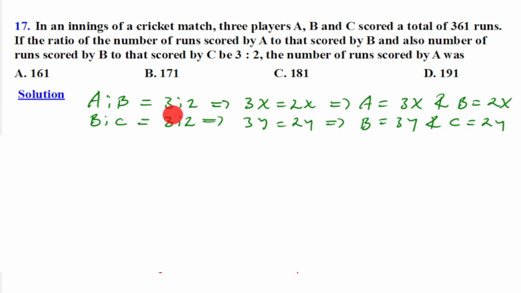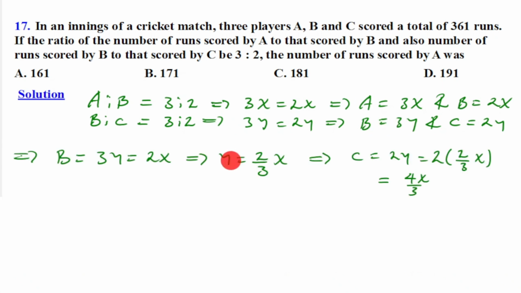The ratio B to C is also 3 to 2. Let's say B is equal to 3y and C is equal to 2y. Now here the value of B is equal to 2x. Again here B is equal to 3y. We can solve for y here. Y is equal to 2 over 3 of x, and C is equal to 2y. Then insert in place of y 2 over 3x. We get 4x over 3.